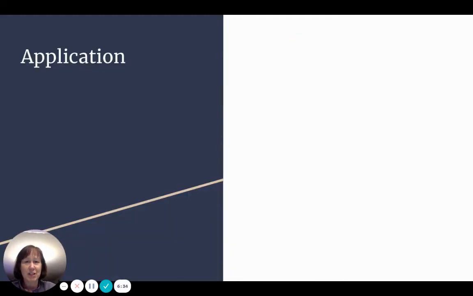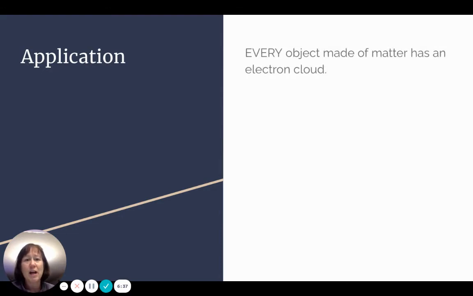Okay, let's look at some applications. So every object made of matter has an electron cloud.